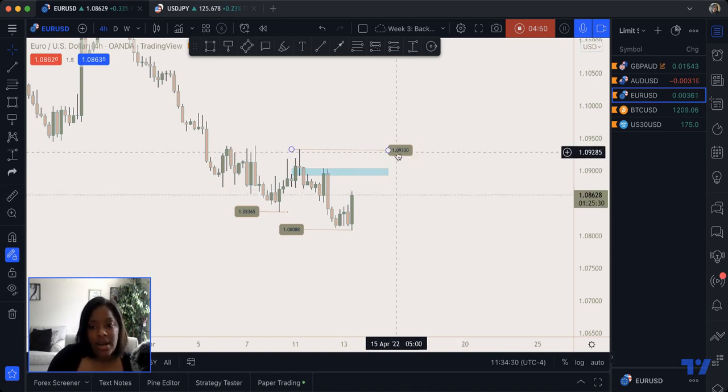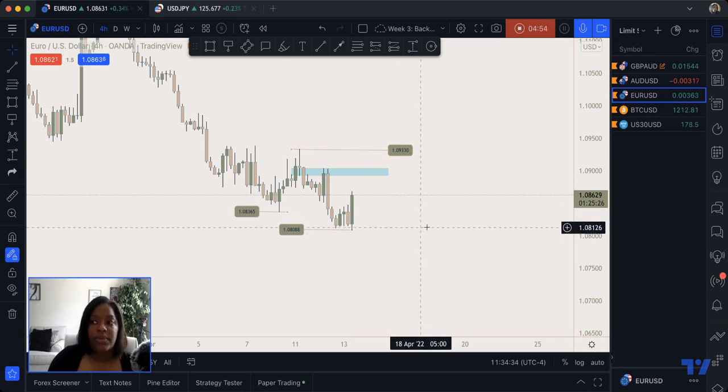Then I'm going to sell back down to the previous lower low and beyond. So I take profits on this one. Okay, so that is Euro USD really quick.